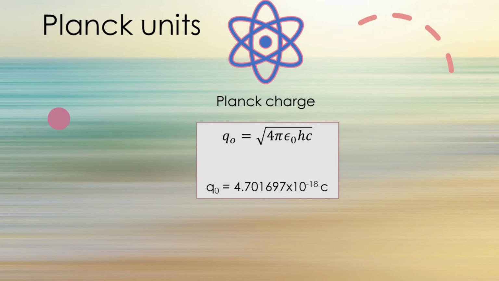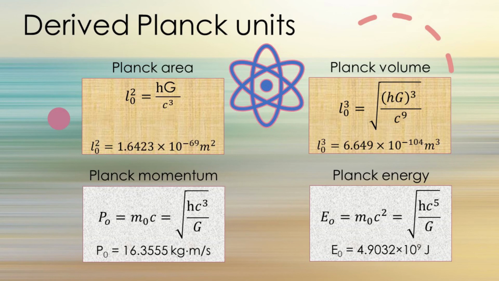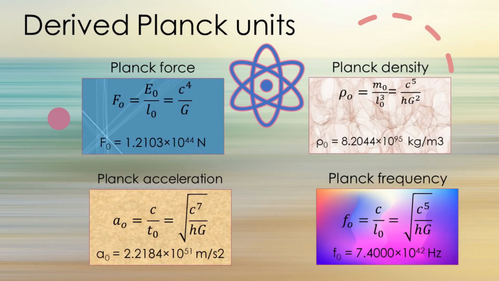One thing that using these units does is it reduces the fundamental constants, such as the speed of light, the gravitational constant, Planck's constant, the permittivity and permeability of free space, all down to a value of 1, effectively eliminating these fundamental constants. You also have the derived units of Planck area, Planck volume, Planck momentum, Planck energy, Planck force, Planck density, Planck acceleration, and Planck frequency.